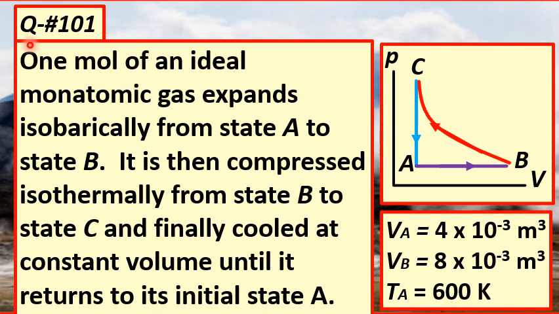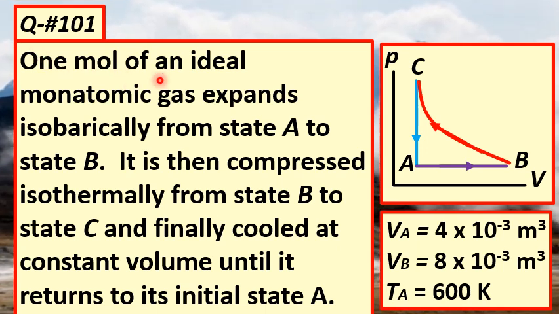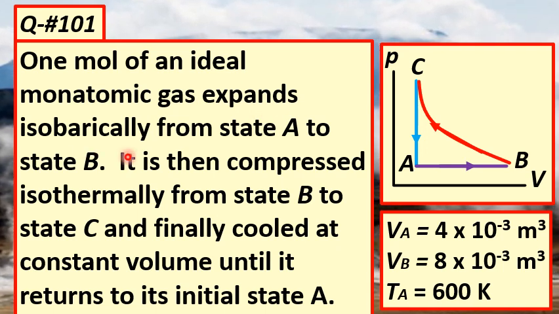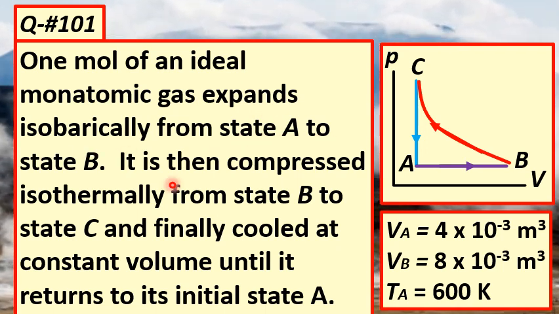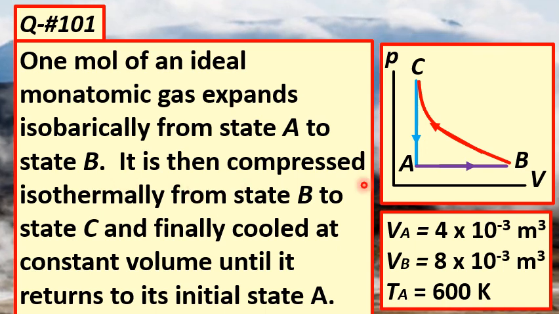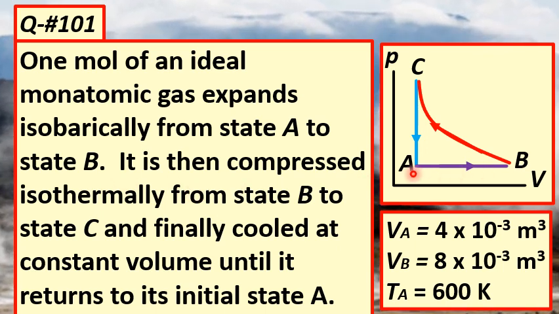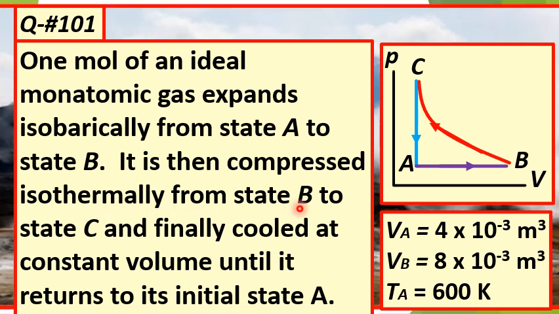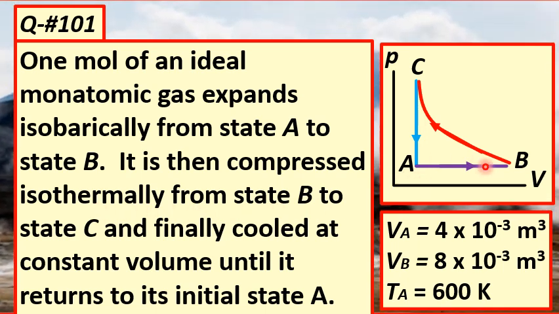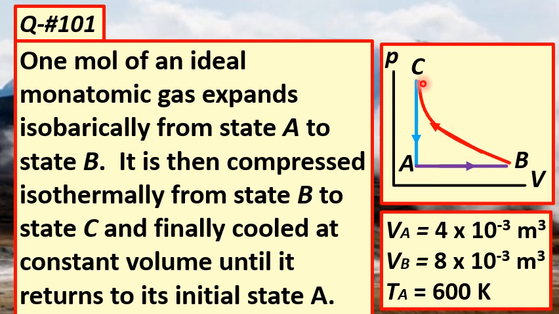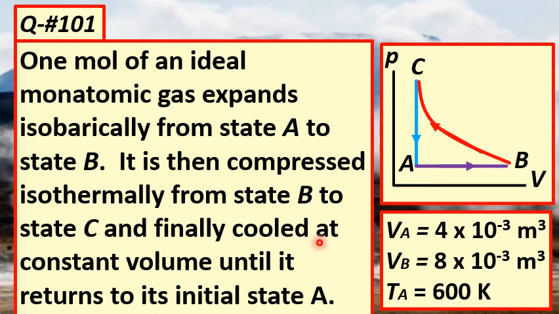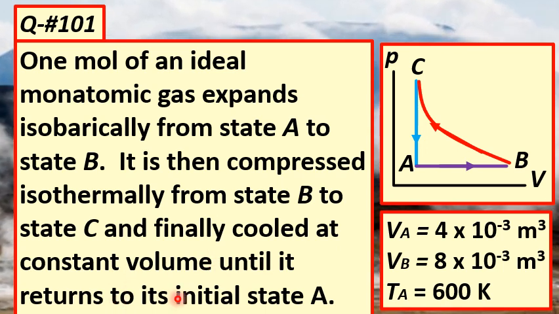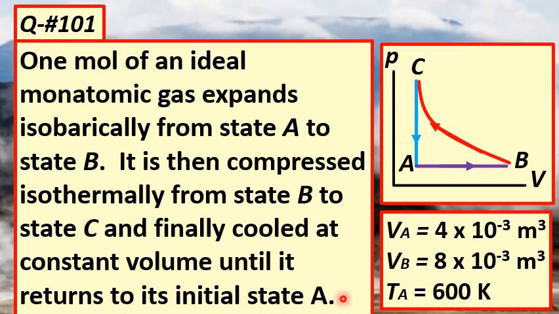The question is, 1 mole of an ideal monatomic gas expands isobarically from state A to state B, as shown in this graph. It is then compressed isothermally from state B to state C, and finally cooled at constant volume until it returns to its initial state A.